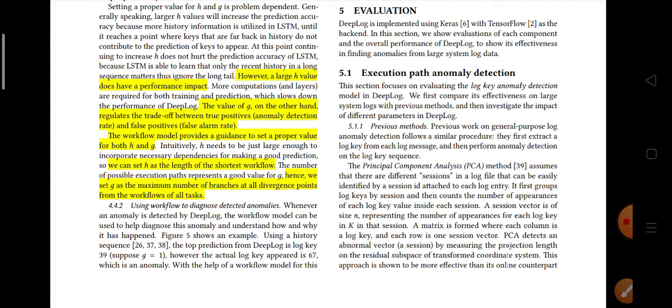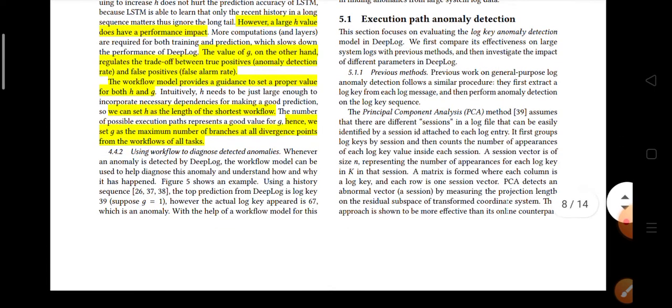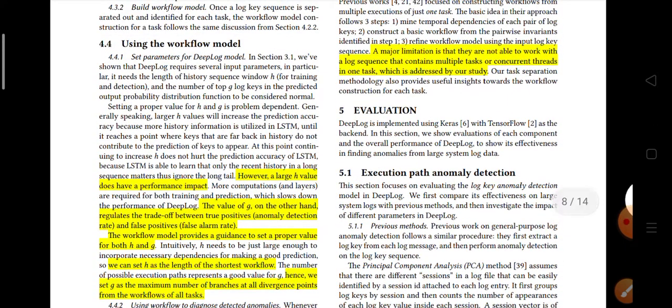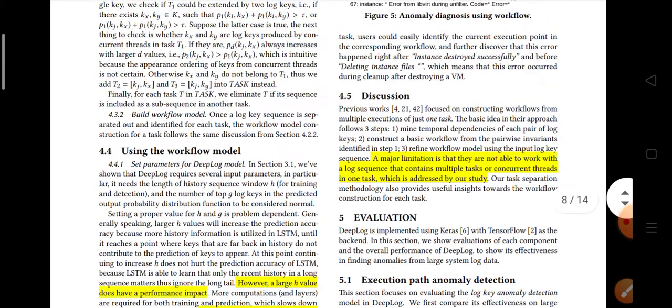How is this paper detecting an anomaly? You will find out the next key using deep learning, and when the next key is coming as the same as predicted, then it is normal. If it is deviating, then it is abnormal. That is the logic. So these are the two main parameters in the deep learning model.